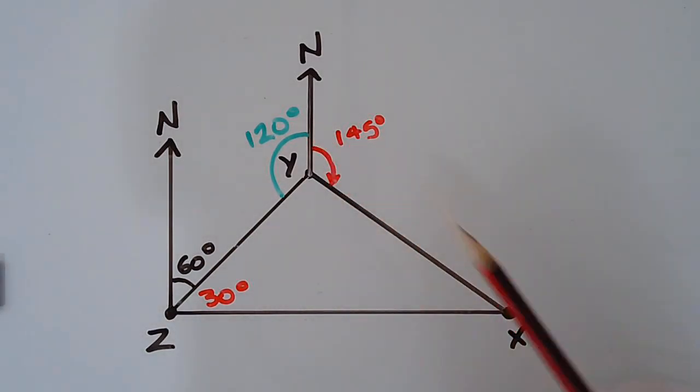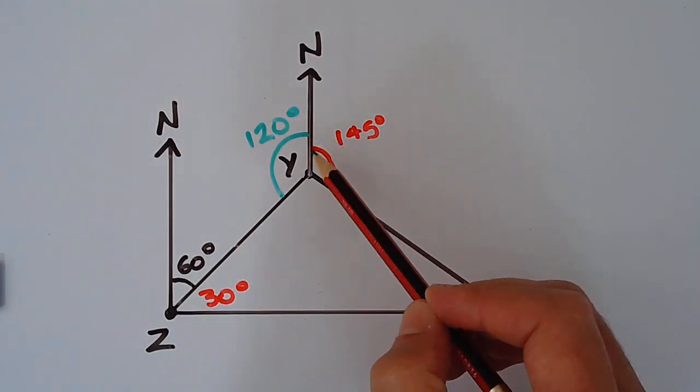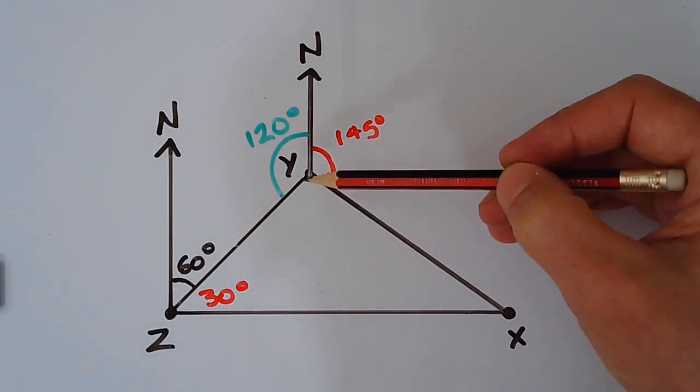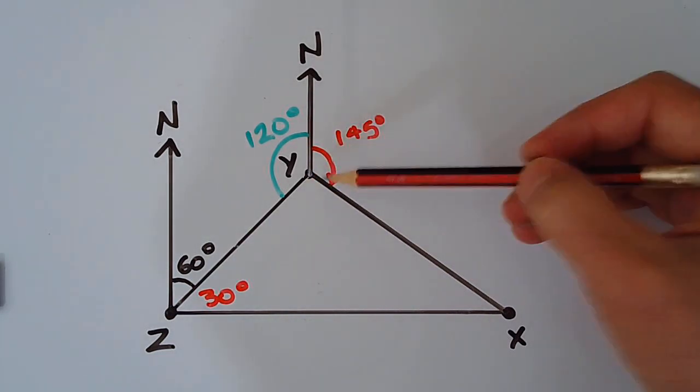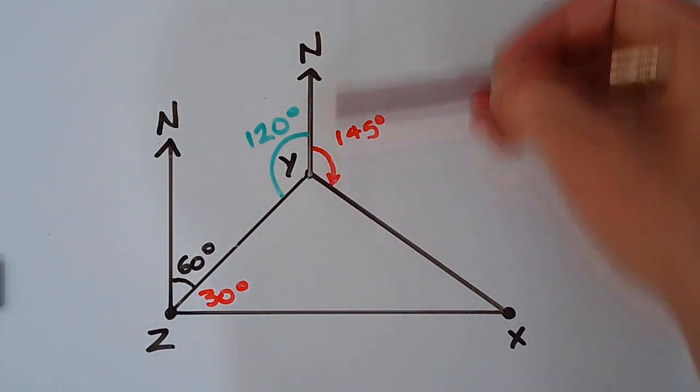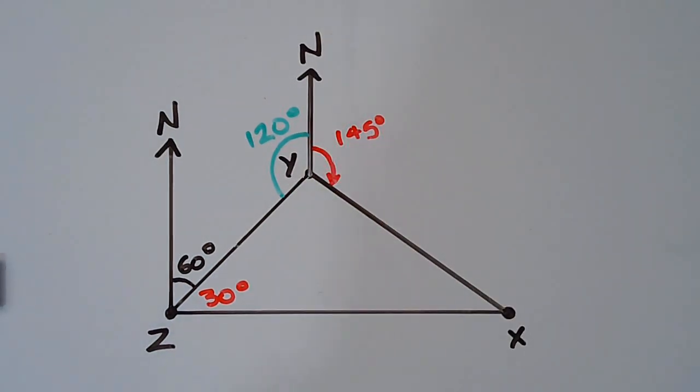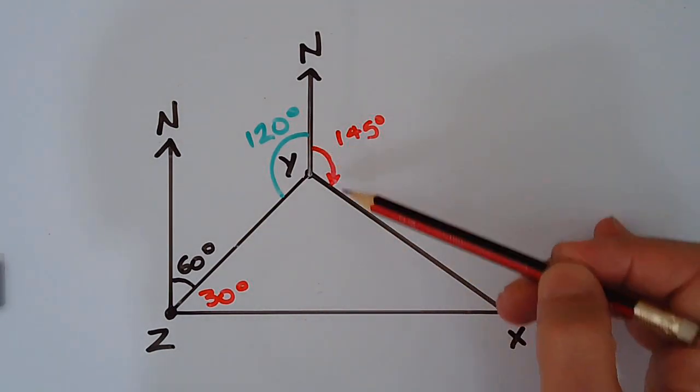Now we know that X is on a bearing of 145 degrees from Y. So I've drawn another north-south axis from Y, just upwards in a northerly direction. And these two north-south axes are obviously parallel with each other. So that's 145 degrees.